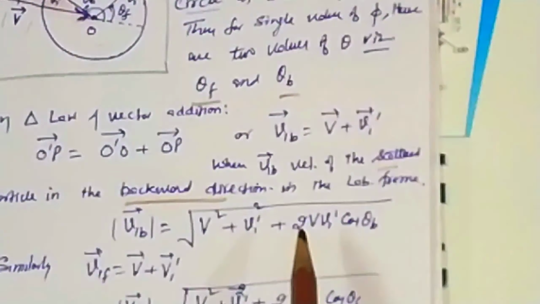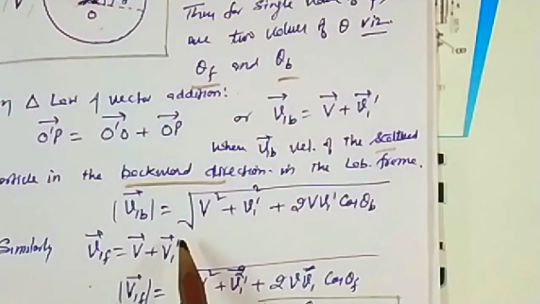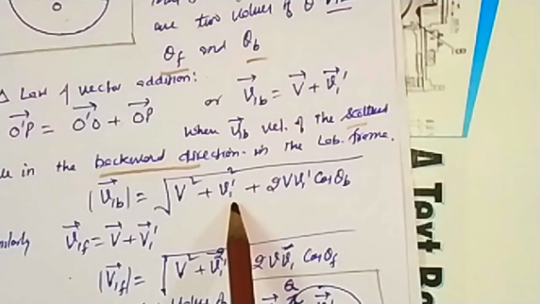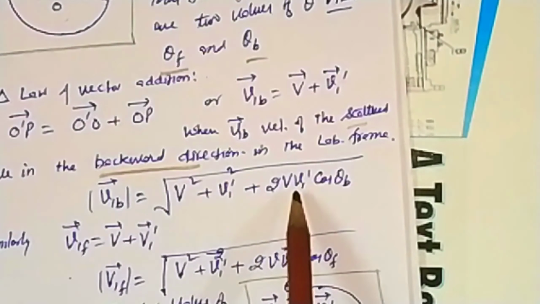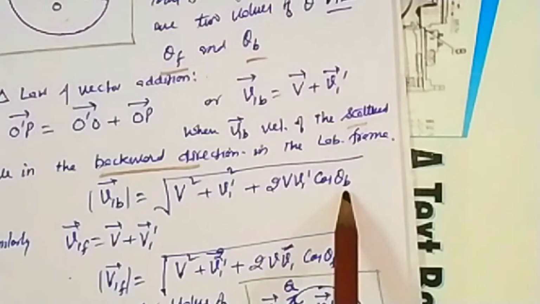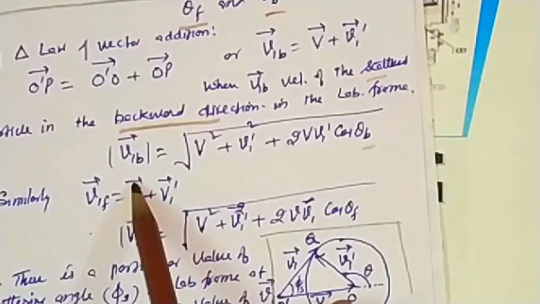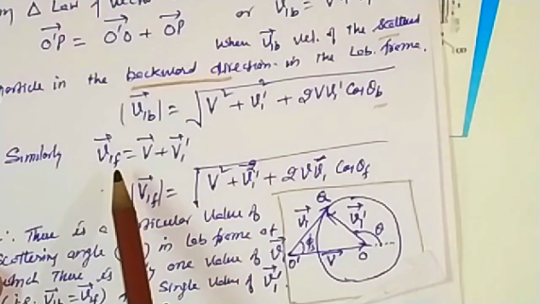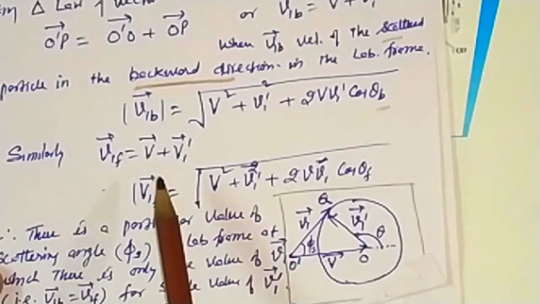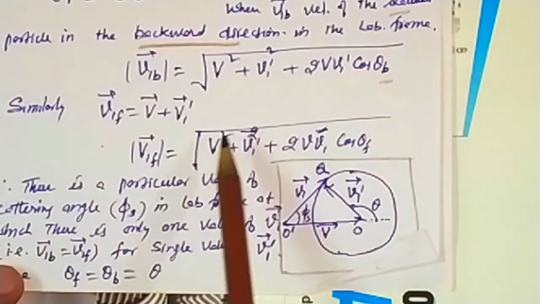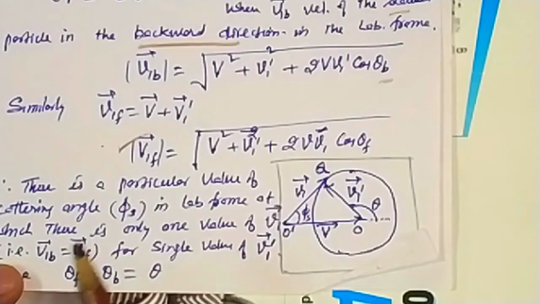So the magnitude of this velocity can be calculated from this vector addition, that is, square root of V square plus V1 dash square plus 2 V V1 dash cos of this angle theta B. Similarly, V1F is equal to V vector plus V1 dash vector. So this theta F is the angle of scattering in the forward direction. So magnitude can be calculated for the two velocities.